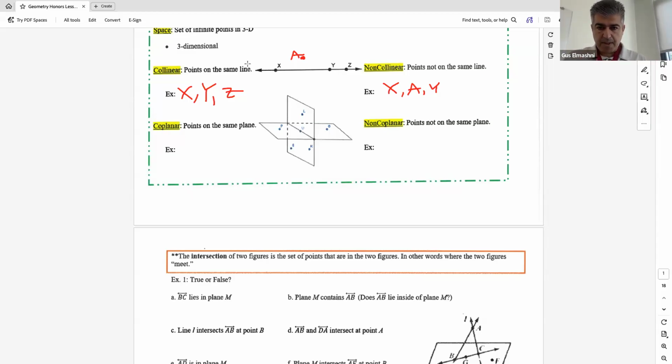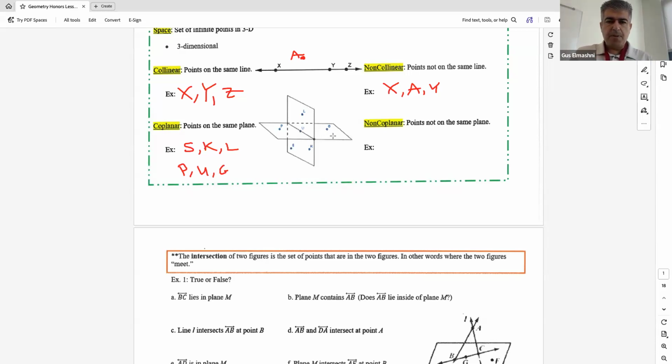So for example, I could say S, K, and L. Those are all on the same plane. Or P, U, G. Those are all on the same plane.